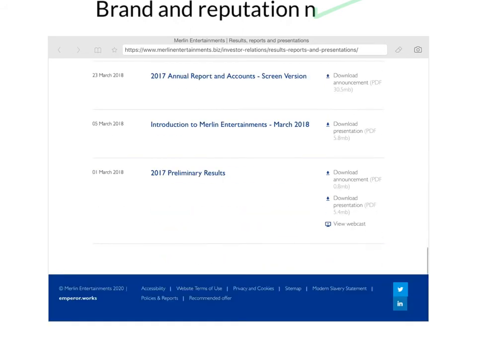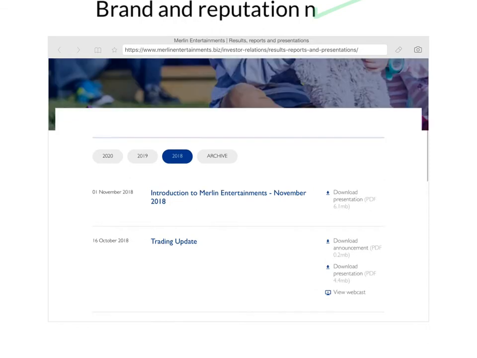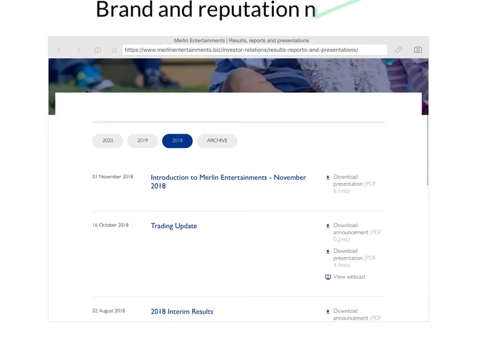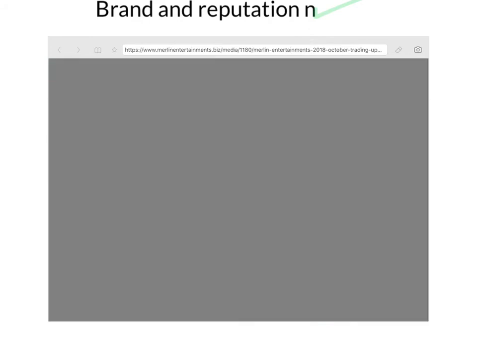Oh, it's all a bit wordy and business-like. I'll just have a look at the trading update. I'll download that and see what figures I can find. Oh, we've got 2.6% growth. There we go. So you don't have to look too far.